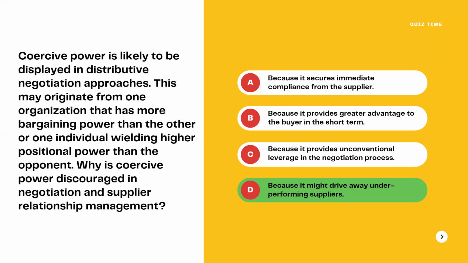Option B, because it provides greater advantage to the buyer in the short term. But it says nothing about the long term. So we have two cases here. It may provide greater advantage in the short term and also provide greater or slightly greater advantage in the long term. So still some advantage, not really any disadvantage that it should be discouraged.